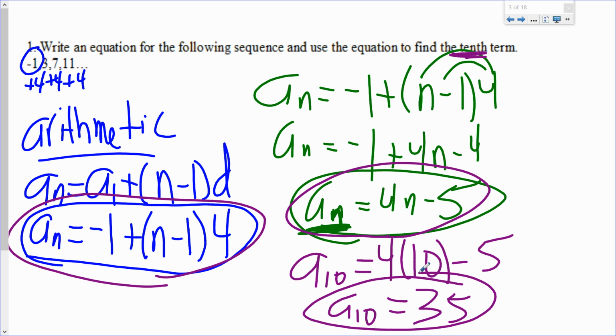So the equation is either the blue or the green. Either one is fine. They're equivalent. If it's multiple choice, you might see either one. And then once you have the equation, if I want to find a specific term, I'm just going to substitute whatever term I want to find in for n and get my answer.